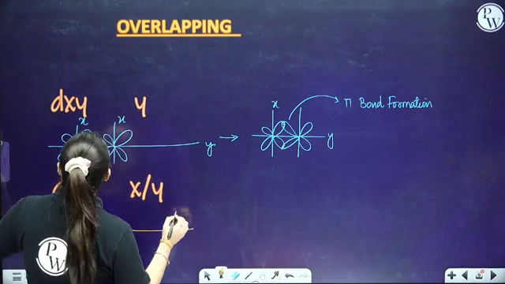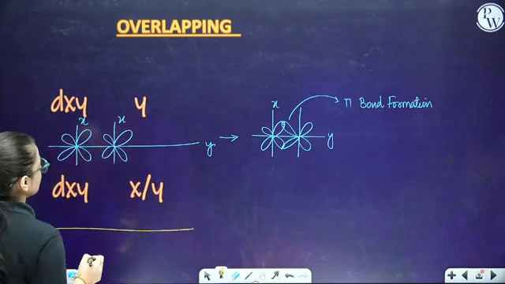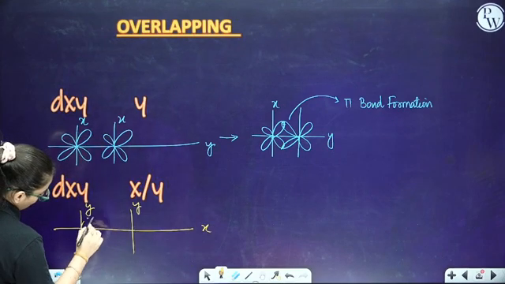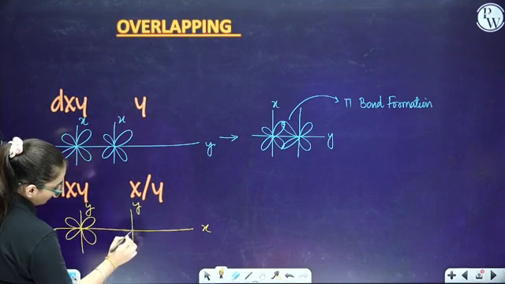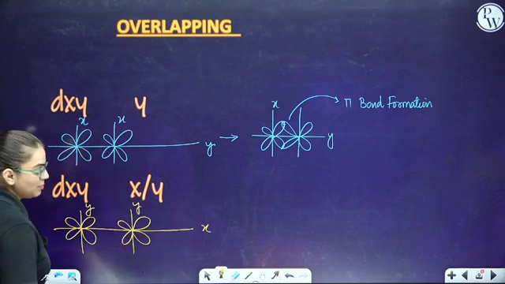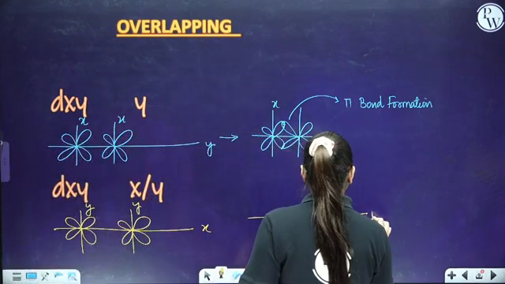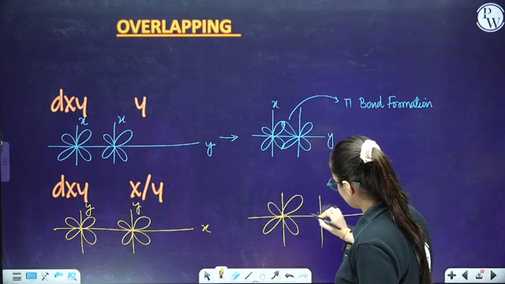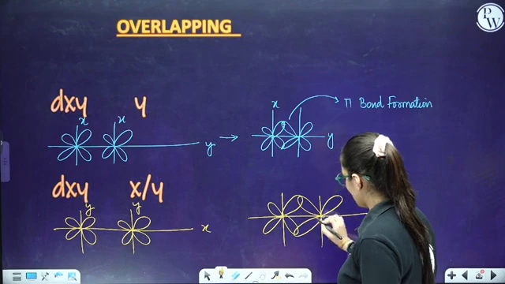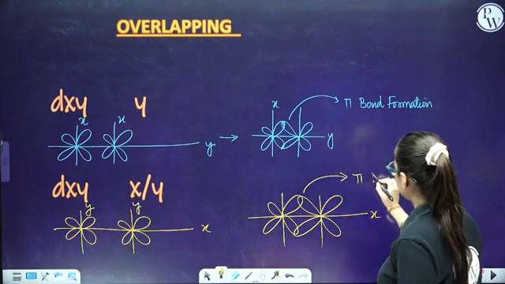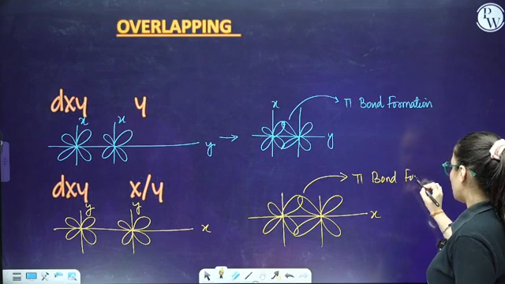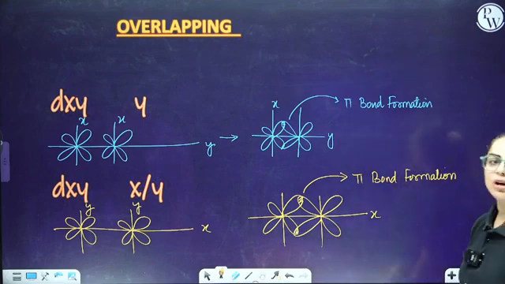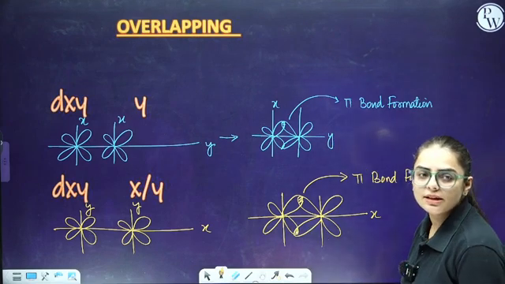Now see, dxy with x or y? We have taken dxy with y, let us take with x now. If we are taking x, let us take y here. Again, lobes are present in between the axes. When you are combining them all together, this is again your x-axis, and lobes are present like this. So here which kind of bond formation? Here also pi bond formation occurs. Clear everyone? That's great.